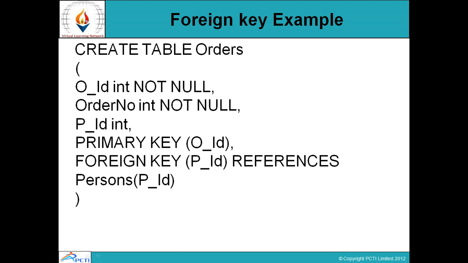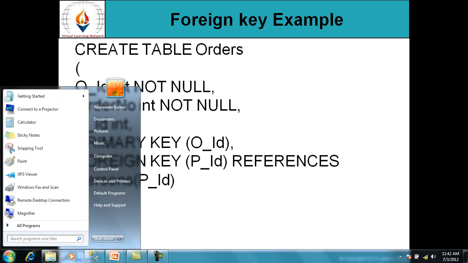Like here, in the order table we create order ID that is not null, order number, and the one table which was already in the person table, again taken here PID. And here the mention: the primary key is created in this order table by order ID, and the foreign key is created on the PID, that is referenced from the person table. Now you can see how we can practically create this foreign key.